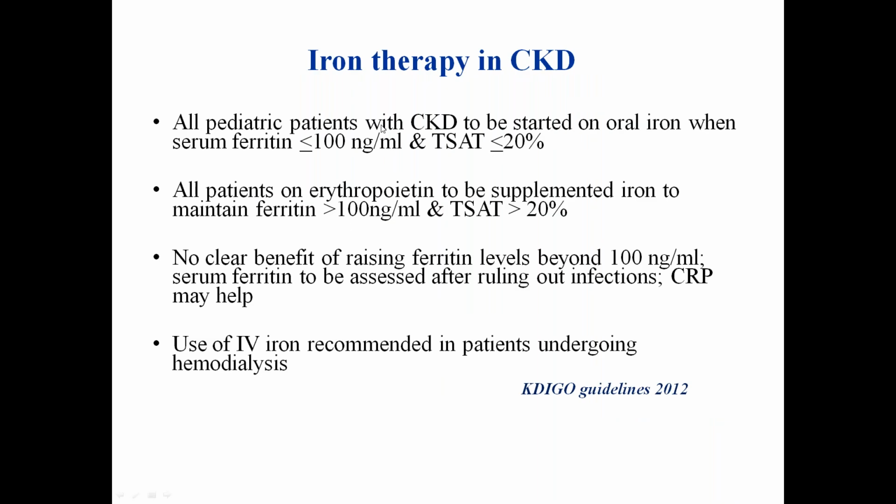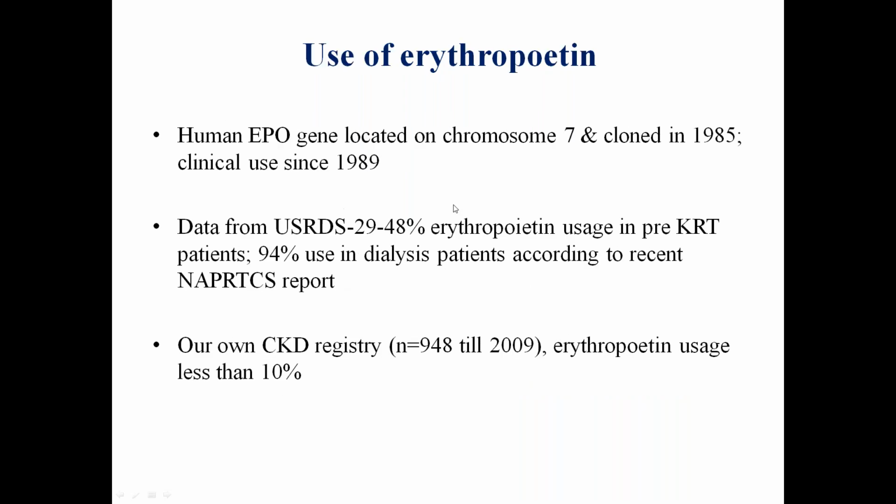Now, if these patients are iron deficient, we need to maintain their iron stores with serum ferritin of more than 100 nanograms per ml and a transferrin saturation of more than 20%. And all pediatric patients with CKD should be started on oral iron. IV iron is required only in patients who are undergoing hemodialysis. Now, another important component of treatment of anemia in pediatric CKD is the use of erythropoetin.